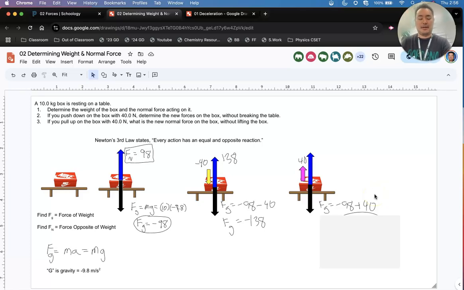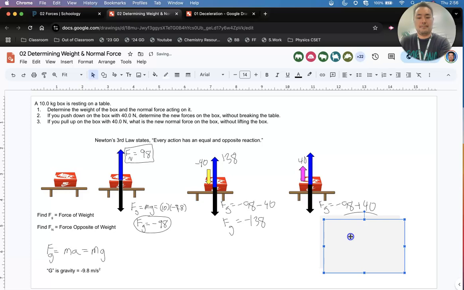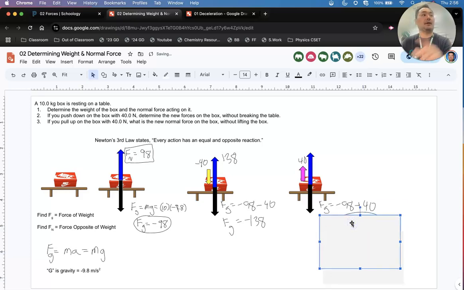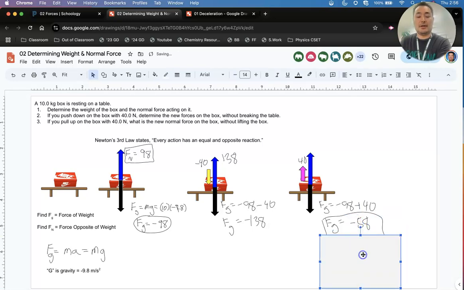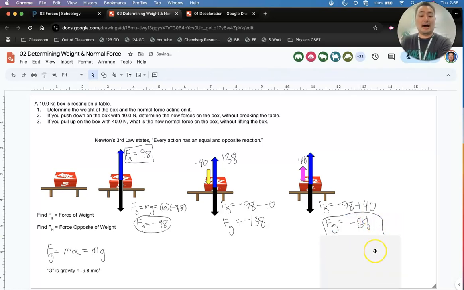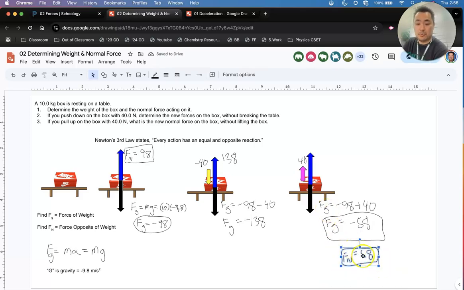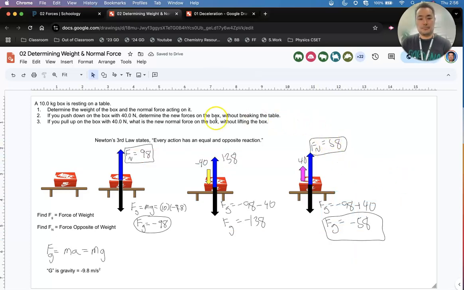And Jack, if you could do that for us in your calculator. Negative 58 is our new weight. And the opposite of negative 58, Jack, is 58. And that's our normal force. And that's how you solve for Newton's third law.